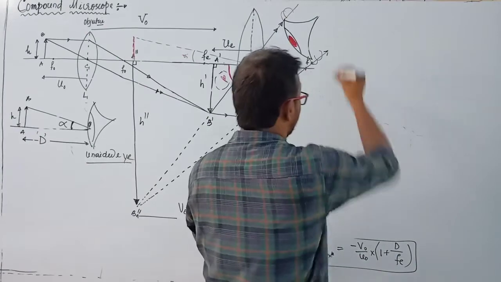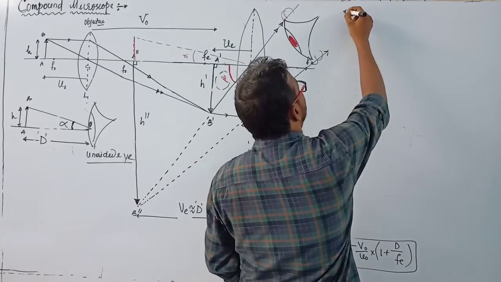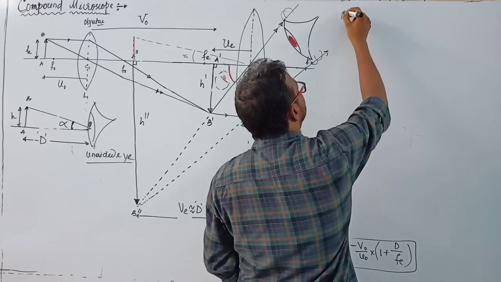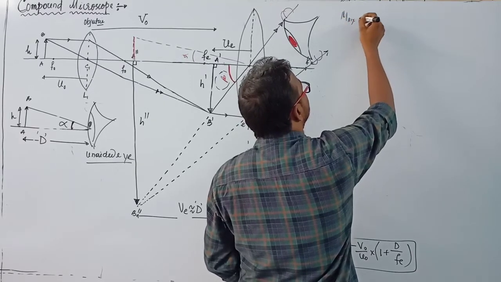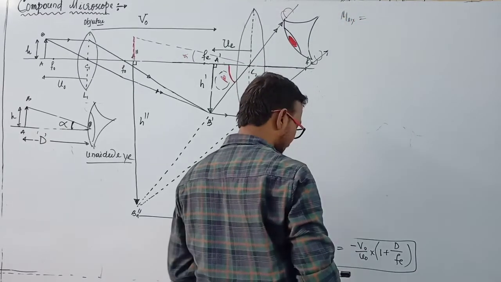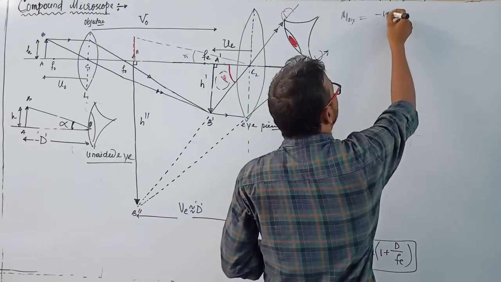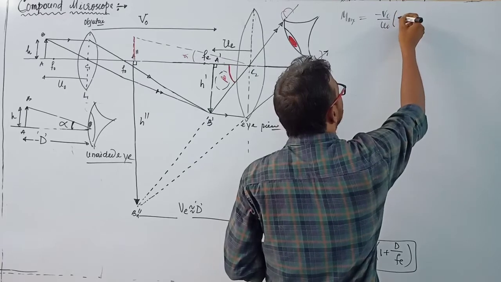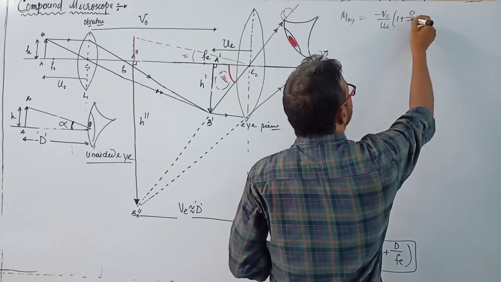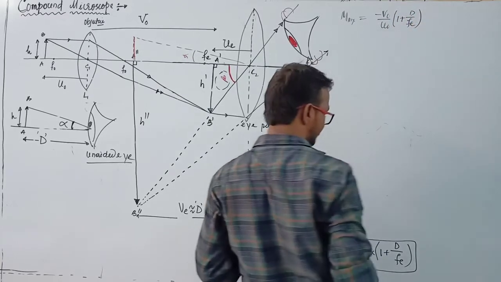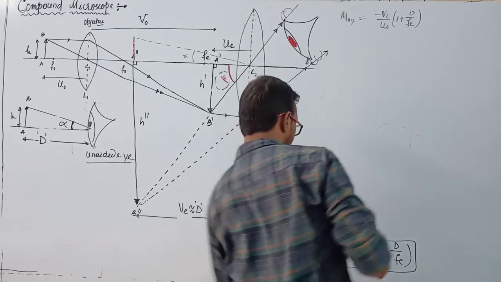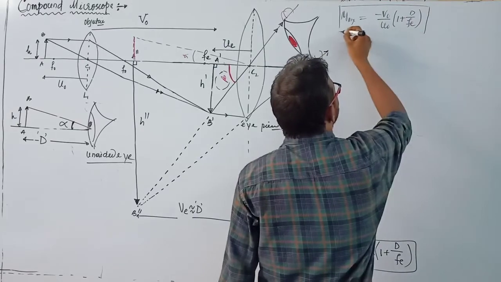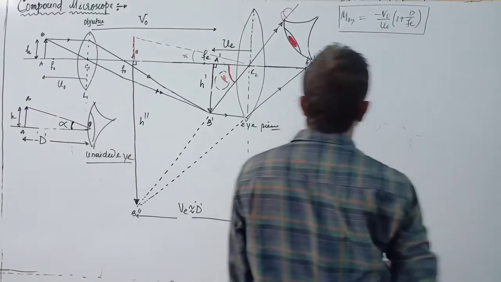So next, maximum magnification, this is case number 1. We get M maximum equal to minus V naught by U naught into 1 plus D by Fe. Clear? This is the maximum magnification in case of a compound microscope.